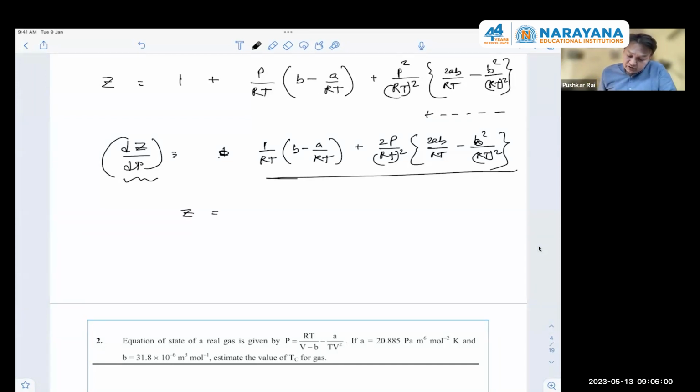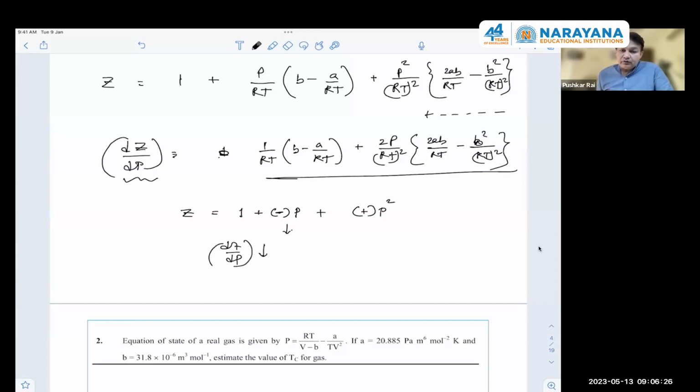Z is a function of P. So there are some P terms and there are some P square terms. If you look carefully, you will find the coefficient of this P term is negative, and you will find the coefficient of this term has to be positive. So when P is increasing, this negative term is increasing. That is making this dz by dp first dip.